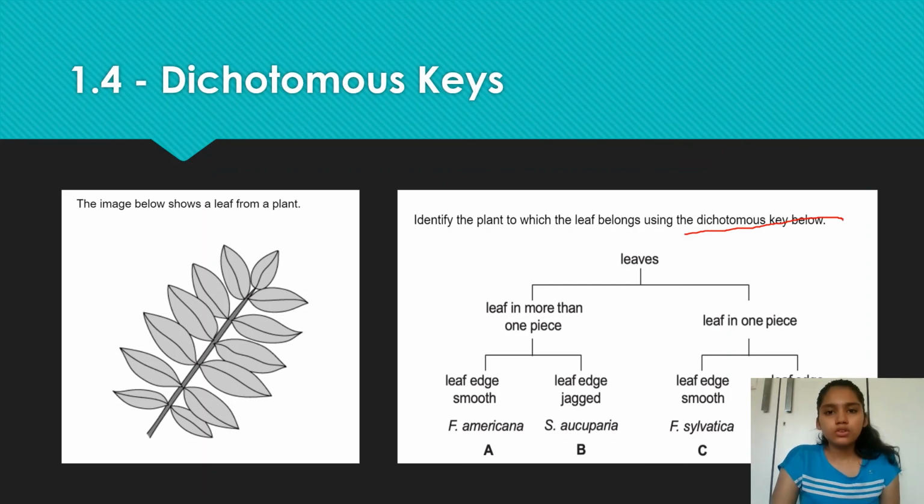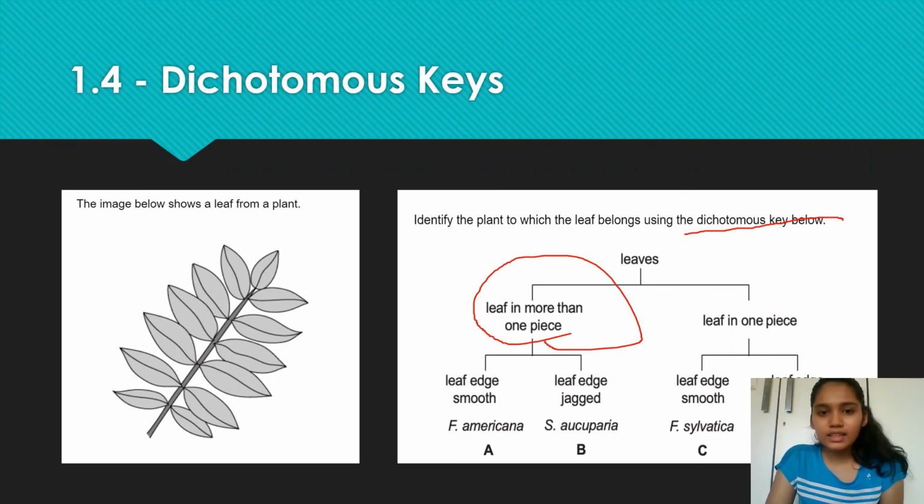So leaves. So leaf in more than one piece or leaf in one piece. So here we can see the leaf is in more than one piece. So we go for this branch. Then it says leaf has a smooth edge or leaf has a jagged edge. I already told this to you before. You can see the edge is smooth. So your answer is A, F Americana. It's as simple as that.